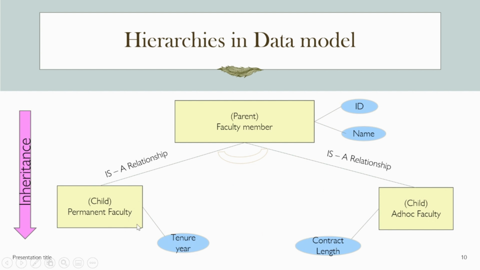For example, permanent faculty will have their tenure year, but ad hoc faculty will have their contract length, because after some time their contract would get over. That's why we call them ad hoc faculty. So what happens is, when I have this parent-child relationship, whatever attributes I define at the parent level will get inherited automatically to the child level.